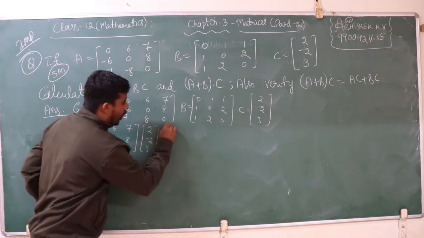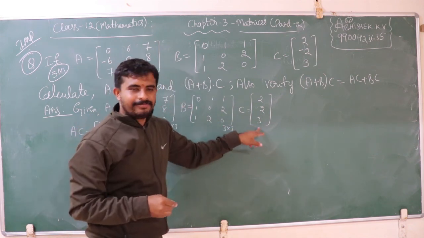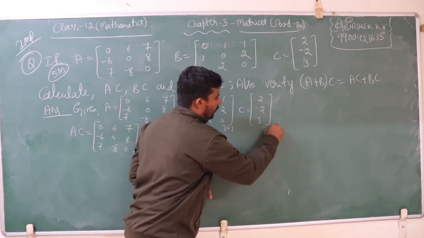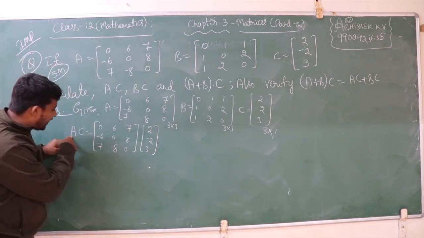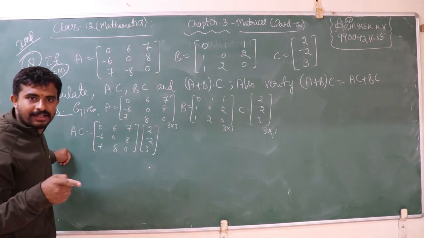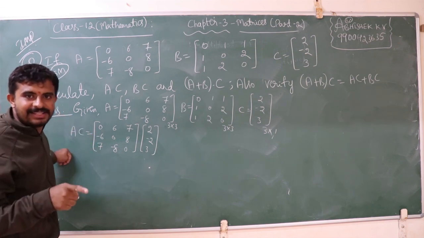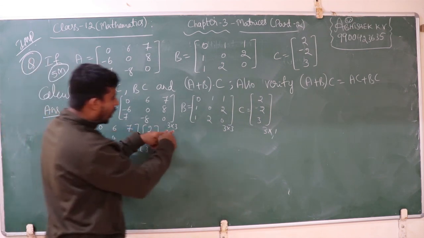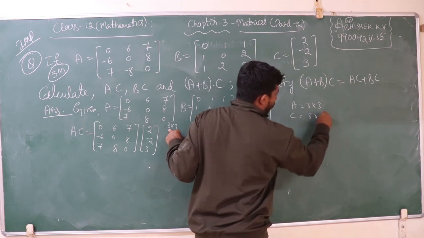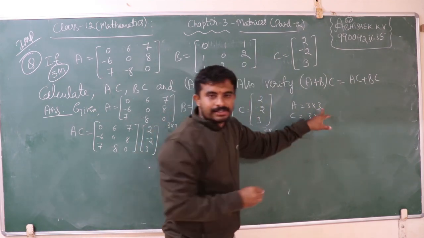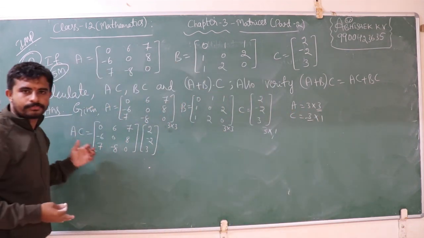A has order 3 by 3. What is the order of matrix C? 3 rows and 1 column. To do the multiplication of A and C, first we should check that the number of columns in matrix A is equal to the number of rows in matrix C. Matrix A has order 3 cross 3, matrix C has order 3 cross 1. The number of columns of matrix A is equal to the number of rows of C. Therefore, we are eligible to do AC.